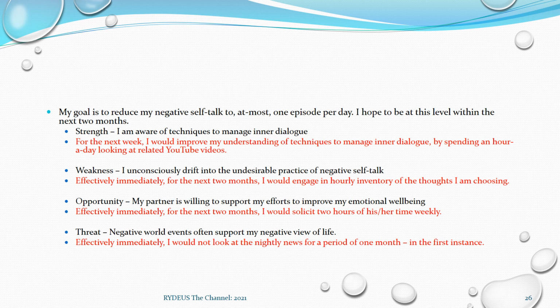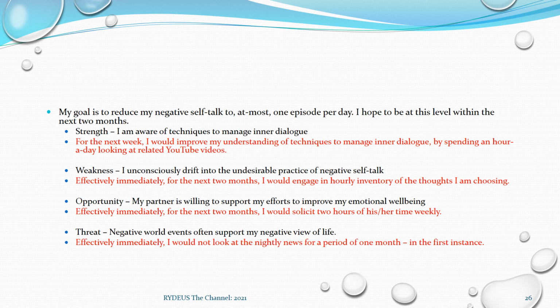A weakness: I unconsciously drift into the undesirable practice of negative self-talk. So what's the process to overcome this weakness? Effective immediately, for the next 2 months, I would engage in an hourly inventory of the thoughts I am choosing. Give or take every hour on the hour, I could even put a beep on my phone or my watch. And every time the hour changes, I could say, what am I thinking right now? What were my habitual thoughts for the past hour? And pay attention to see to what extent I'm engaging in negative self-talk or negative inner dialogue.